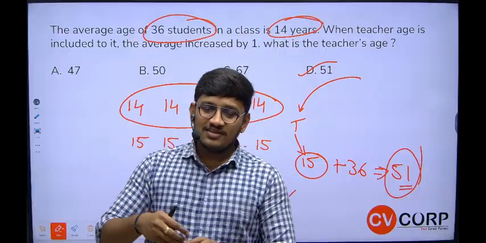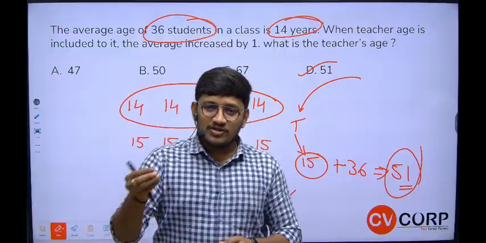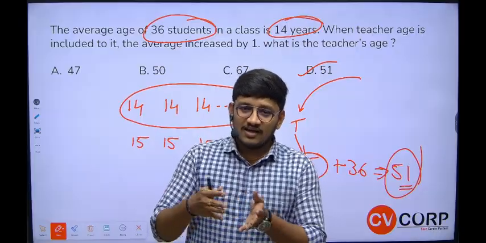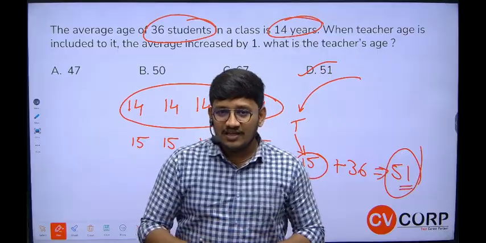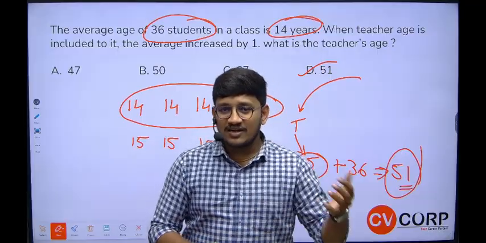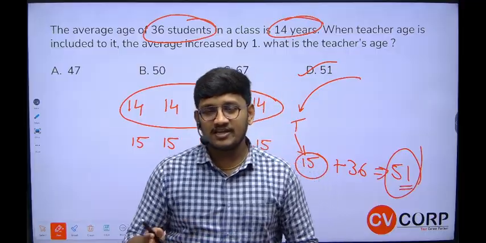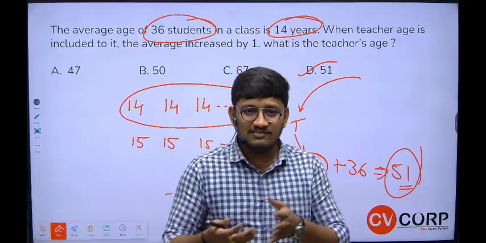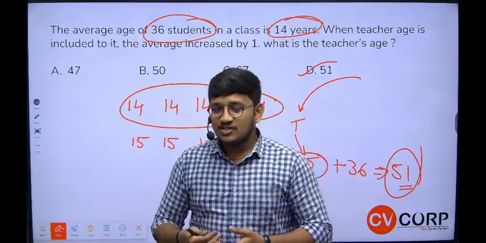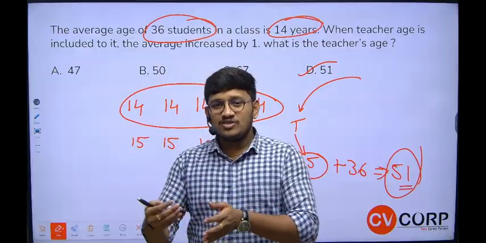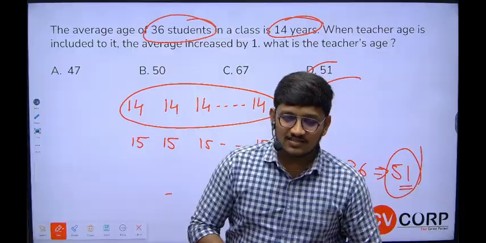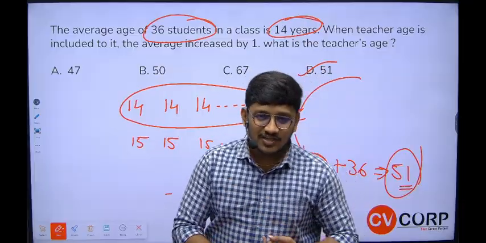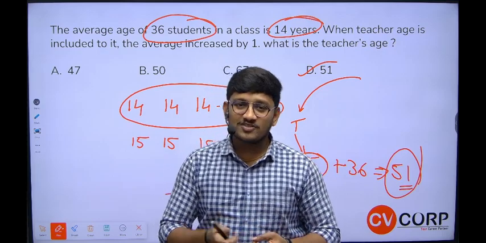Let's consider the second scenario: one person removed. Let's assume there are 50 students in our class. If one student leaves the class, the average will change, and obviously it will decrease. They might ask a question like: what is the weight or age of the student who left the class? So one is person added, next is person removed, and the third scenario is person replaced.